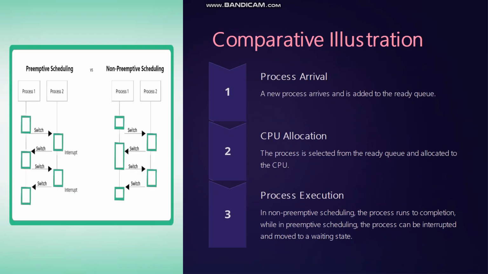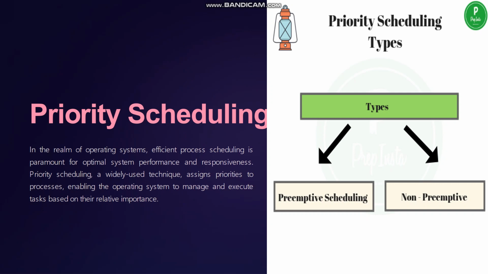Comparative illustration. Process arrival. A new process arrives and is added to the ready queue. CPU allocation. The process is selected from the ready queue and allocated to the CPU. Process execution. In non-preemptive scheduling, the process runs to completion, while in preemptive scheduling, the process can be interrupted and moved to a waiting state.